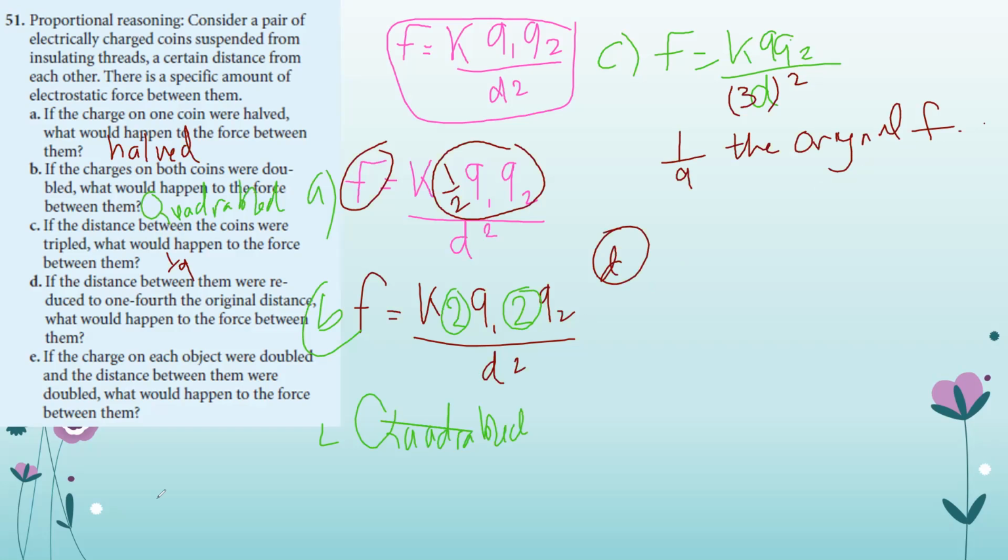Now D, if the distance between them were reduced to 1/4 of the original distance, that means here F equals K Q Q, but it's not D, it's D over 4 squared. If the distance now decreases to D over 4, what will happen with the force? It will be multiplied by 16. Thank you. It will be 16 times the original force.